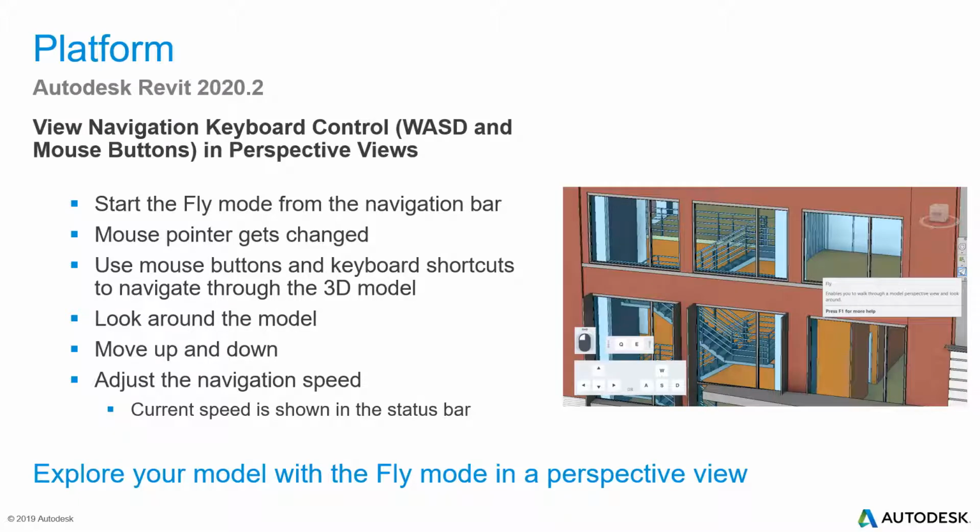The new fly mode feature lets you explore your model in a perspective view, travel through your model, change direction, look around and move up and down with keyboard shortcuts. To start fly mode, just press the button, which looks like a paper airplane, on the navigation bar on the right of the screen. You can also hold down the right mouse button to enter the mode. You will see the mouse cursor change and you can use the mouse to look throughout the model. Use the middle mouse scroll wheel to adjust the speed with which you move in fly mode, and keep track of the current speed in the status bar.